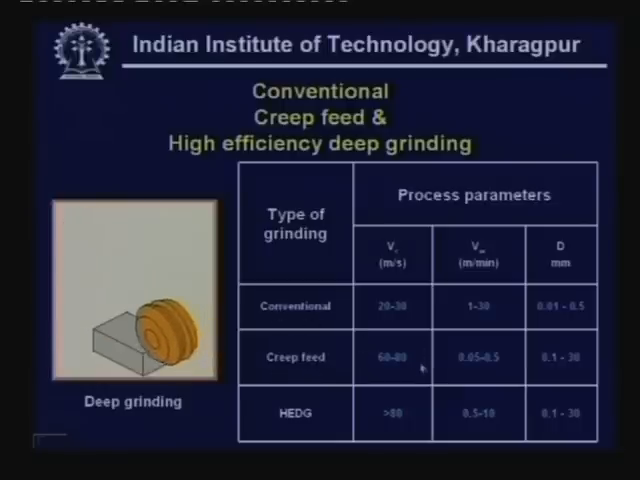So, just by increasing this grinding velocity, we can reduce also the load per grit. As a result, the wear resistance of the grit or the grinding ratio of the wheel will be quite high compared to what can be obtained in case of conventional grinding.